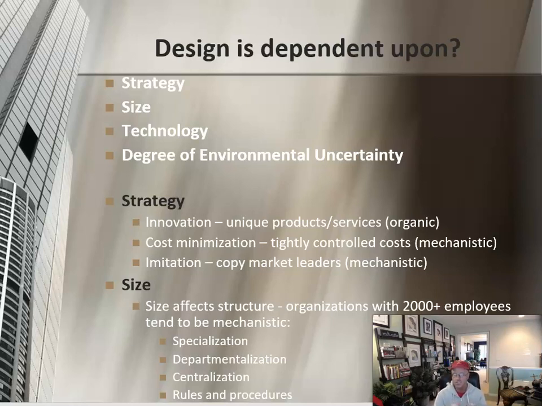You want to tightly control costs, and as a result of tightly controlling costs, you're going to have more control over what is spent. That is mechanistic. You're going to have more layers of authority to make sure, since profits are so elusive, and the margins between costs and profits are so small, that you control your operations. That's going to be mechanistic.